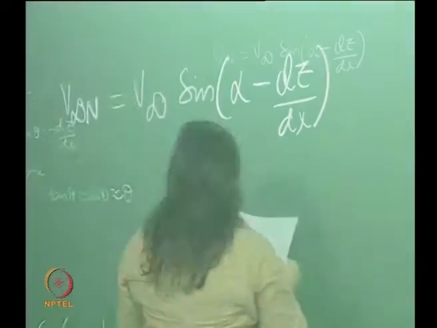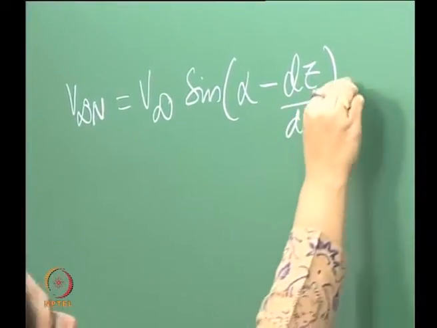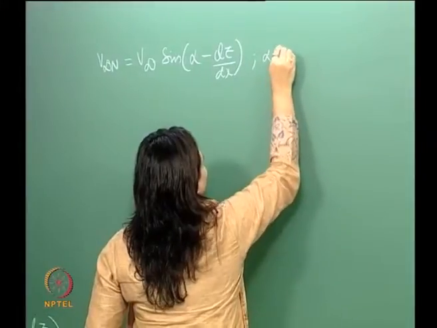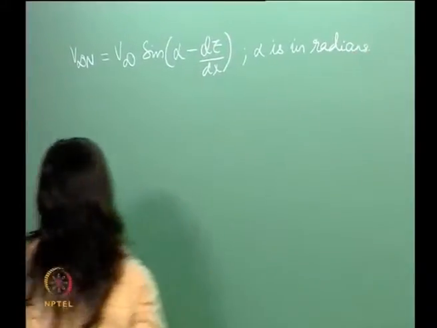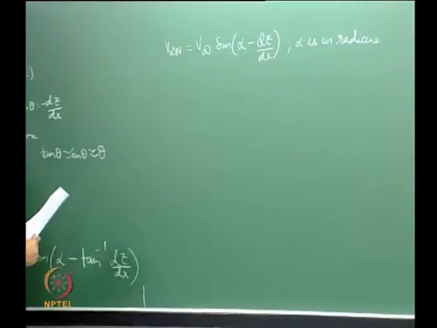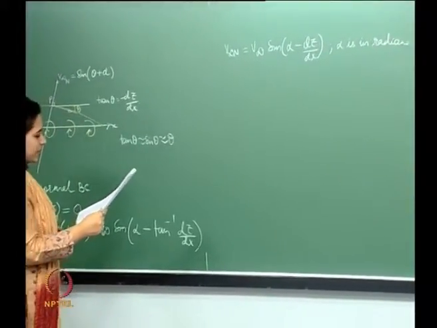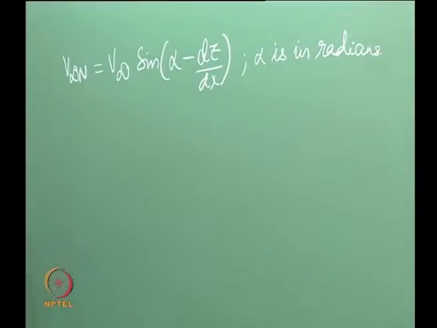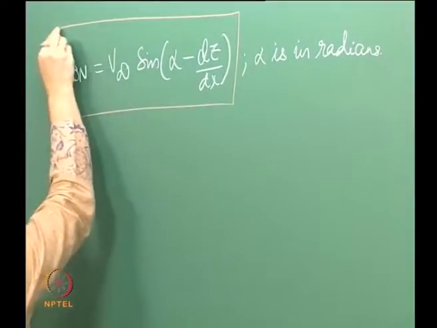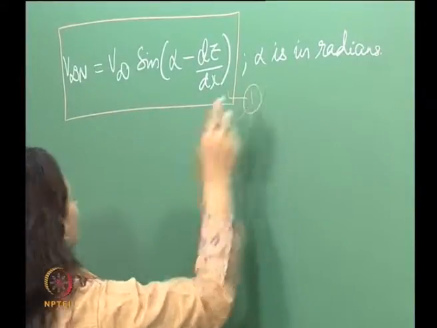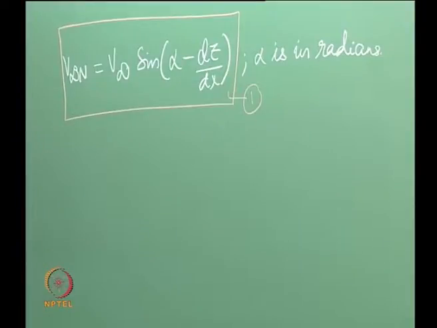So, this is V infinity sine of alpha minus dc by dx, and the alpha is in radians. Okay. So, therefore, we get this.